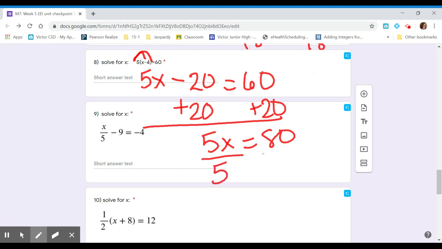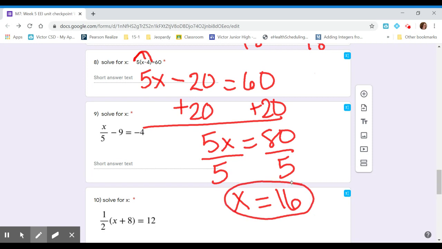Make sure you show it on both sides. I know you can't really do that on the computer, but on a separate paper. So then x equals 16. That is our solution. Notice we haven't been doing checks, so really you should be taking this 16 and putting it in place of x in the original equation to make sure you get 60 as your answer.